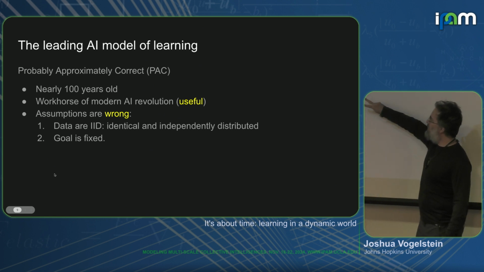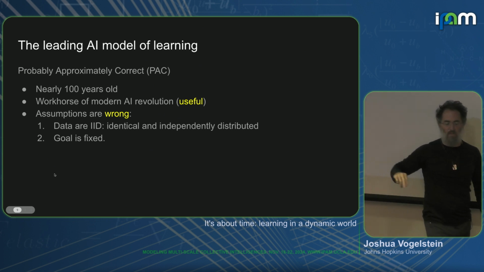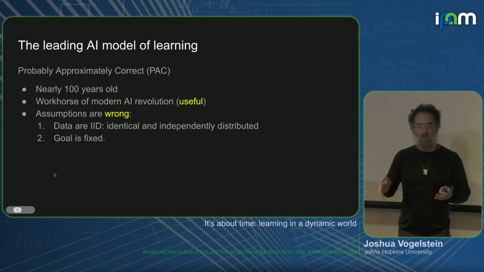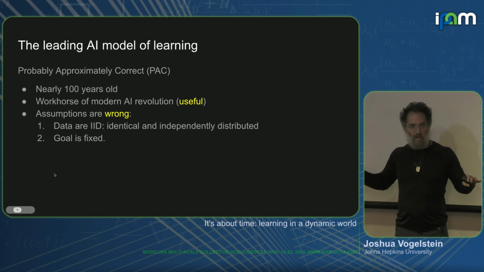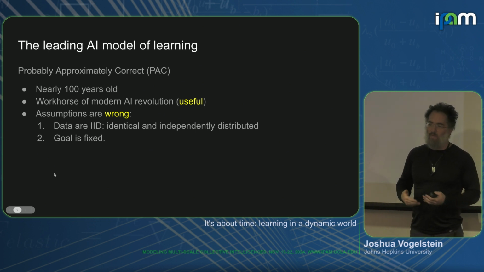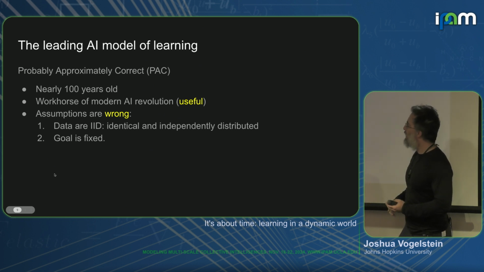And it's wrong in two particular ways. The first way is that it assumes that data are IID, which means independent and identically distributed. In other words, the distribution of the data in the past and the distribution of the data in the future are exactly the same. Obviously, that's not true in the real world for many things, maybe all things, right? Things are changing in time.